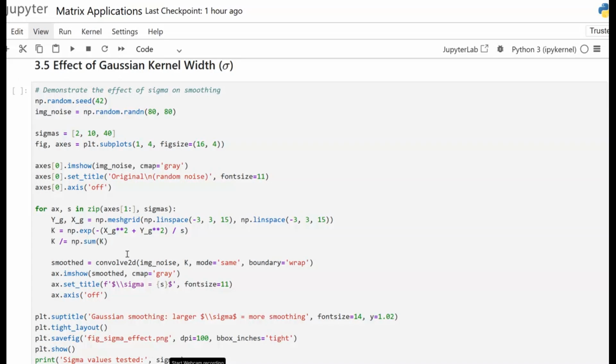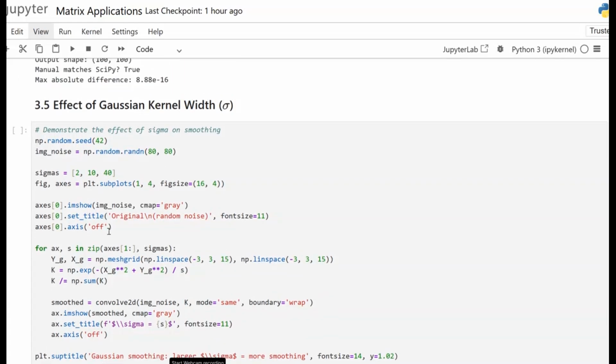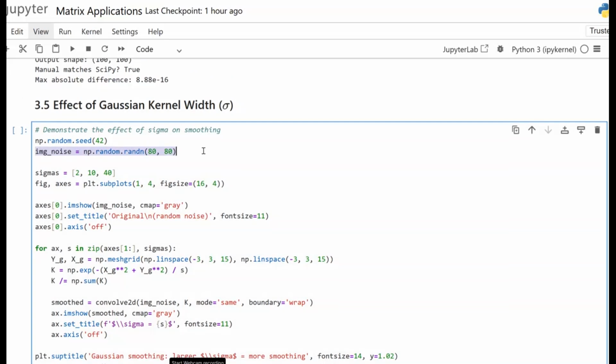Let me make it. We generate an 80 by 80 image of independent Gaussian noise, which contains predominantly high frequency components. Here we have our sigma values: 2, 10, 40. These control the spread of the Gaussian kernel. A larger value means a broader kernel and stronger smoothing. Kindly keep it in mind.